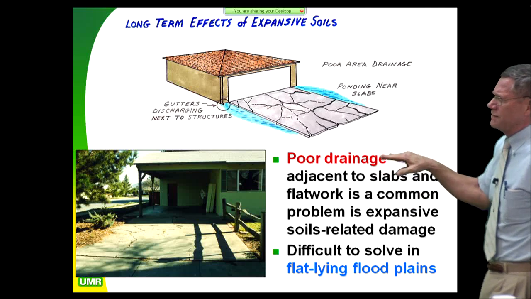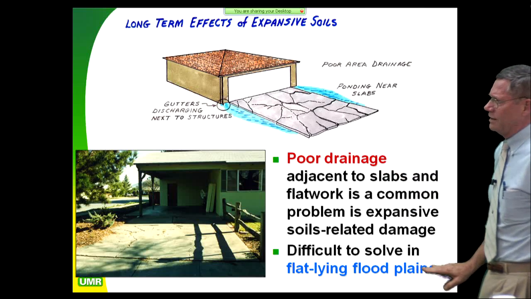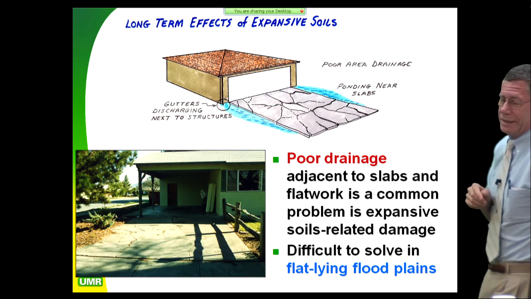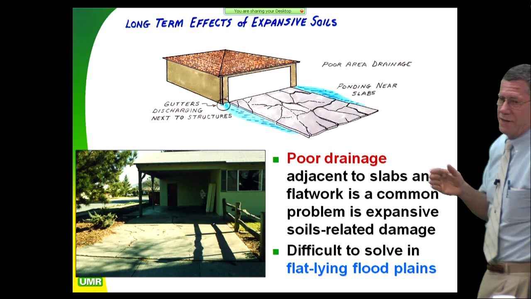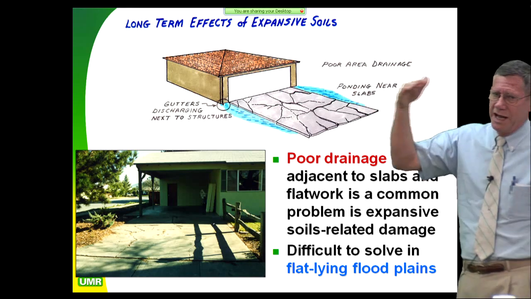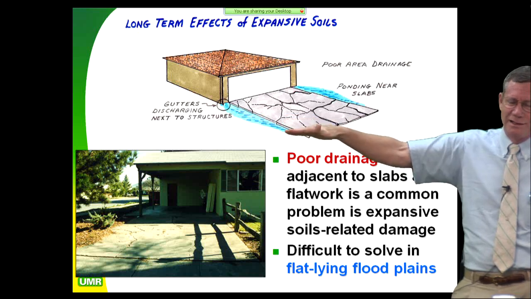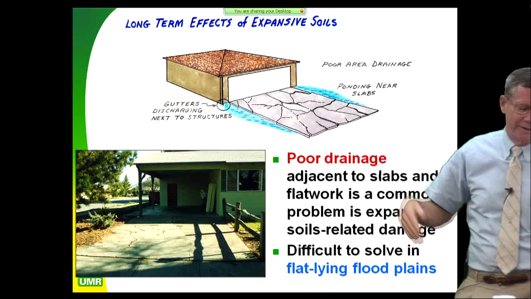And poor drainage is very common when you're in flat-lying floodplains. So down in the river valleys, this is always a big issue. In fact, in a lot of river valleys, you have reverse slopes coming off the natural levees of the rivers. You're actually sloping the wrong direction on the lot because of the natural levees.